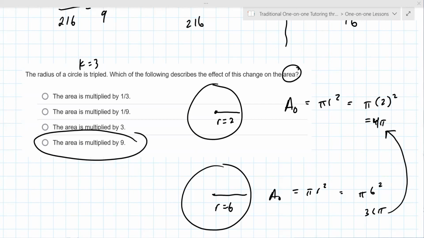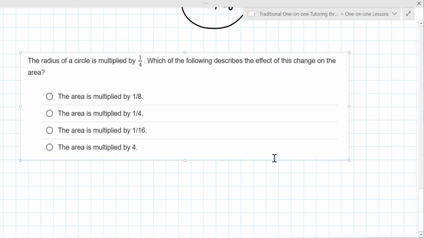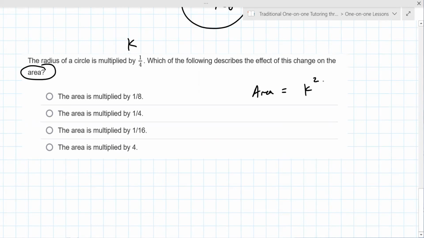Okay, so we're going to do this one without actually putting in numbers. We're just going to use the K. The radius of a circle is multiplied by 1/4. That's your K. So we want area. So with area, what do you do with K? You just square it. Okay, so square it. Yeah, square it, that's different.